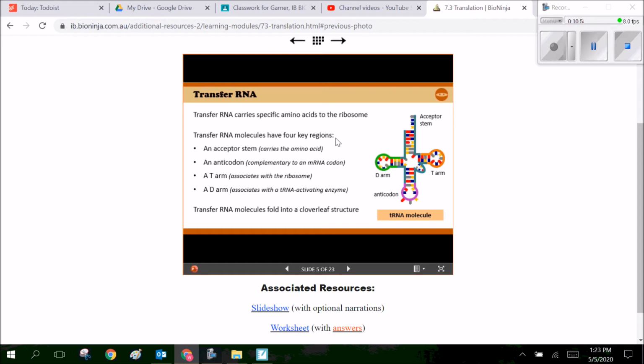So transfer RNA has four key regions. We have the acceptor stem, which is going to carry that amino acid, and the anticodon, which is going to latch onto the mRNA to make sure that it's adding the right ingredient at the right time. Basically, it's like asking your mom or your guardian or your dad, hey, is this the right thing? Then a T-arm, which is going to associate with the ribosome, so it's going to be you coming up and putting your arm on the cook and being like, hey, you okay?